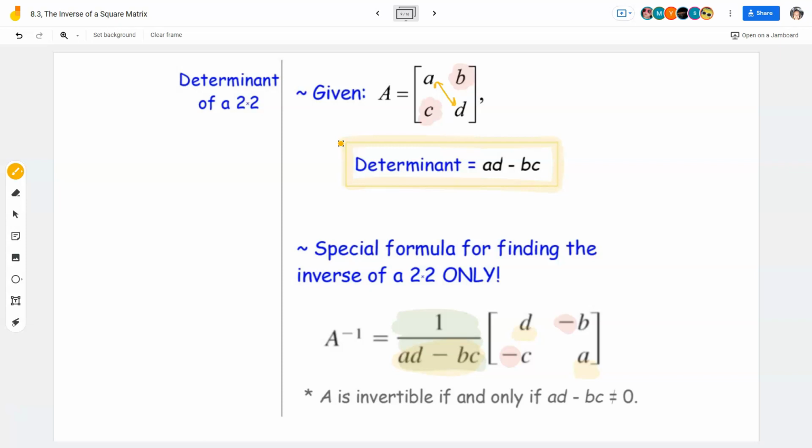Did I say 2 times 2? 2, not 2. 2 by 2, like a 2 by 2 matrix. Sorry, it's a little baby. 2 by 2.